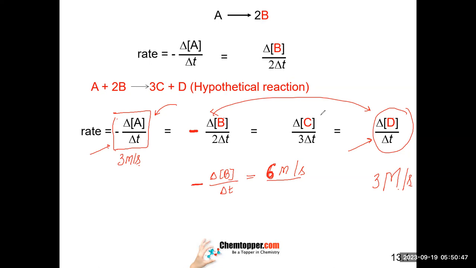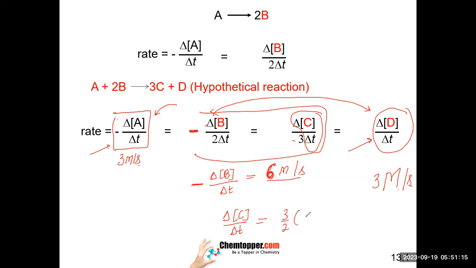Partha, good. Now, can you tell me the rate of appearance of C? Can you give me the rate of appearance of C? Okay, how come it is 9? So rate of appearance of C, just rearrange this equation. This 3 will come here. It will be 3 over 2 times minus delta B over delta T, which is given to you, 6 molar. So 3 times 6 divided by 2. So Sanvi is right. Partha is right.